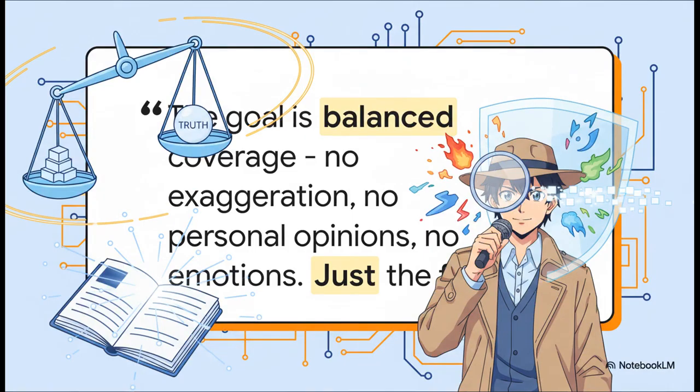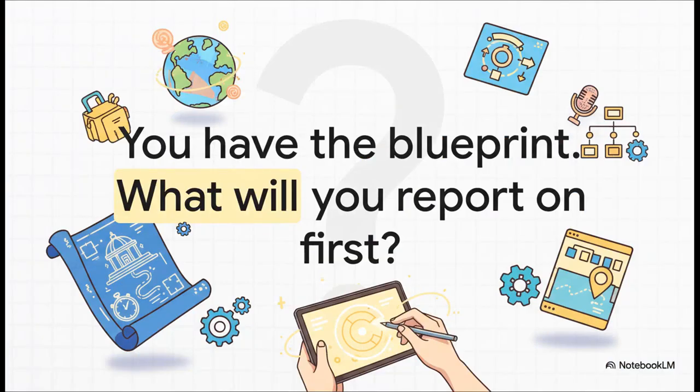At the end of the day, it really all boils down to this one idea. Your personal feelings, your opinions, your emotions, you've got to leave them at the door. The goal is always balanced coverage. Your credibility, your trustworthiness as a writer, it all hangs on your ability to just present the facts plain and simple. So, there you have it, a complete blueprint for 3 of the most common reports you'll ever have to write. You've officially got the tools, you know the rules, so the only real question left is, what are you going to report on first?